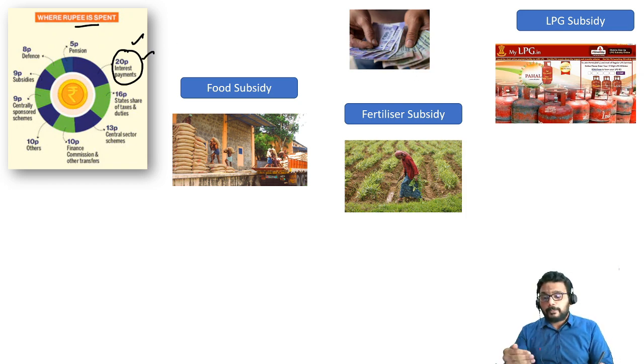And the most important next one will be the grants. Third one will be the subsidies. Now look at this very important term, subsidies. That means out of 100 paisa, you are paying 9 paisa as part of the subsidies.